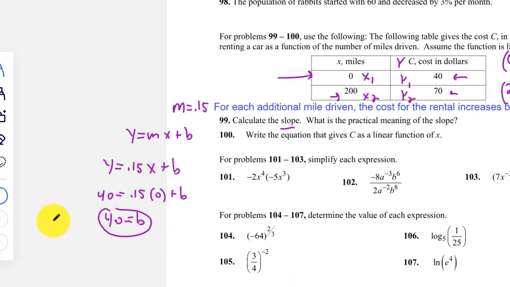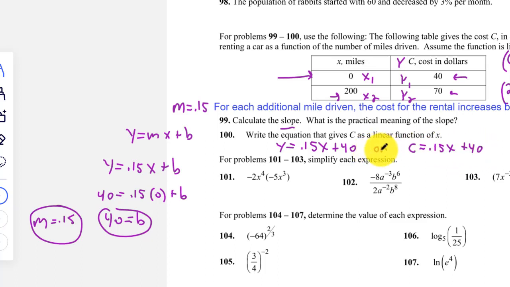Okay, so if I know b is 40 and I know m is 0.15, I can write the equation y equals 0.15x plus 40. Okay, now if you want to use their letters, c and x, you would say c equals 0.15x plus 40. I would accept either of these answers, right? Either or. It's fine with me.